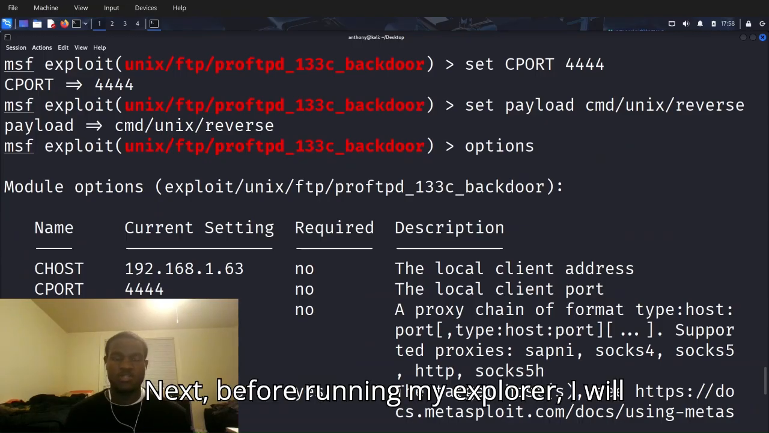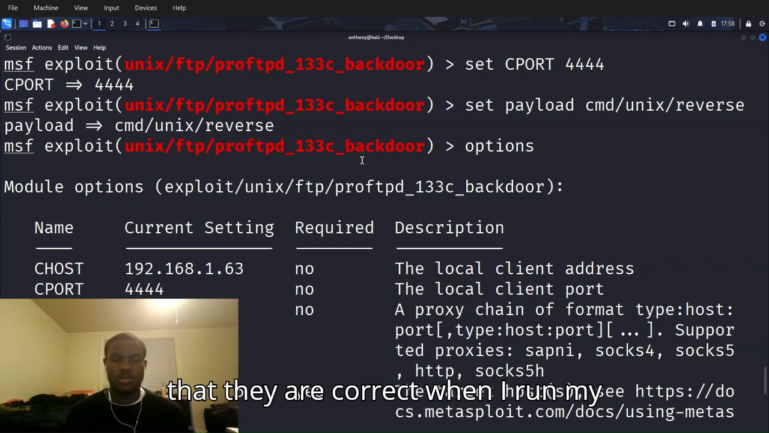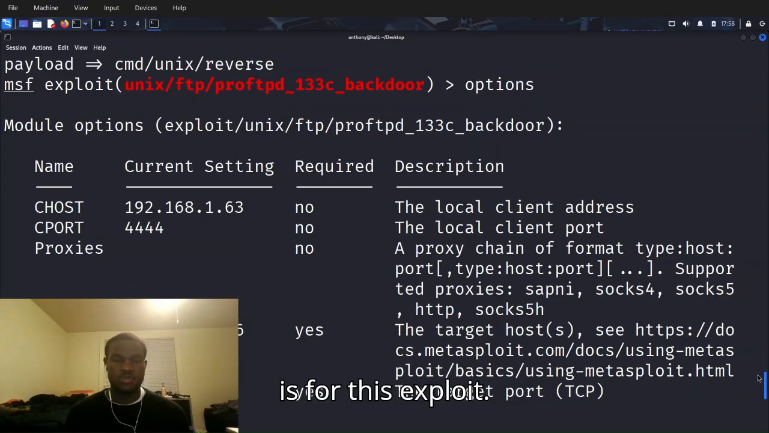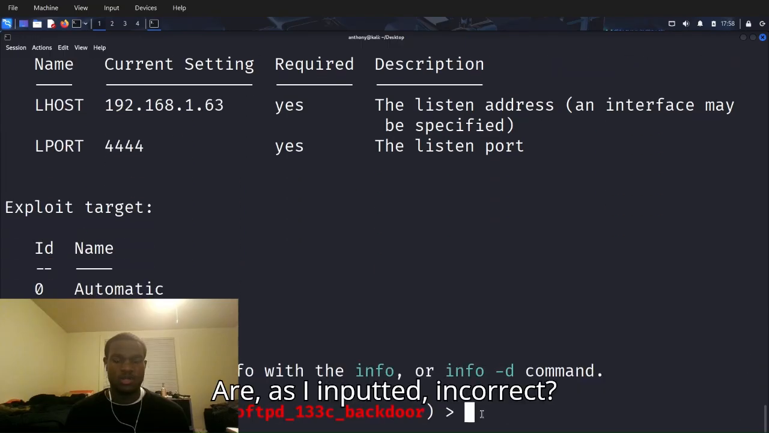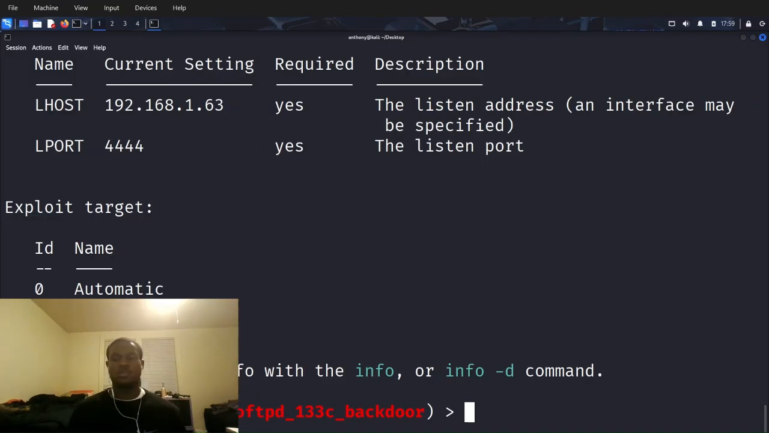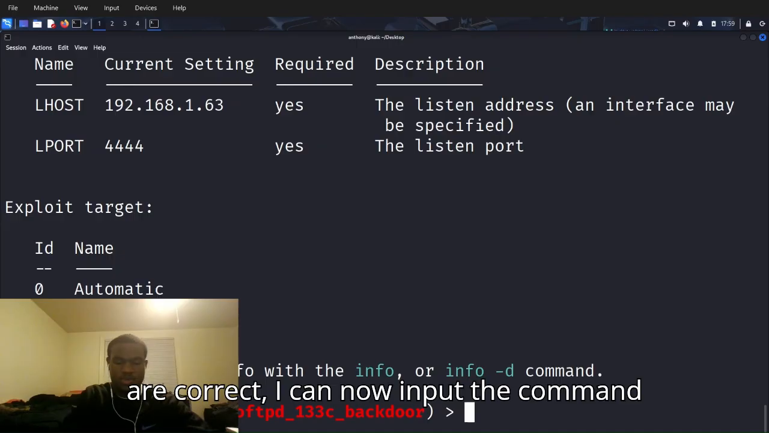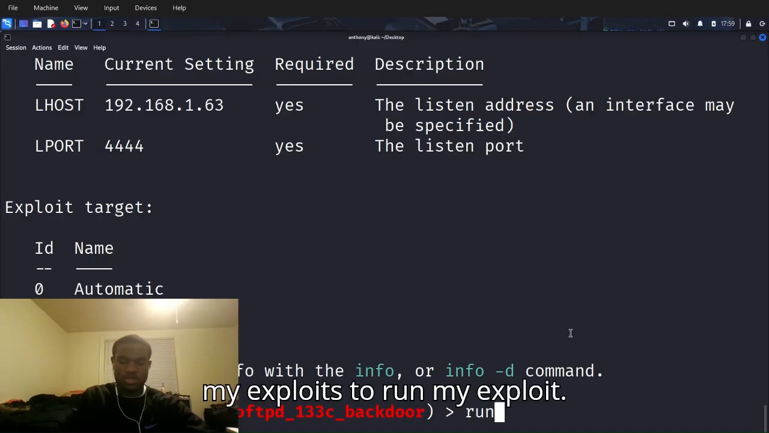Next, before running my exploit, I will make sure to verify all my options so that they are correct when I run my exploit. After running the command options, I can see that the options for this exploit are as I inputted and correct. Now that I identified all my options are correct, I can input the command run to run my exploit.